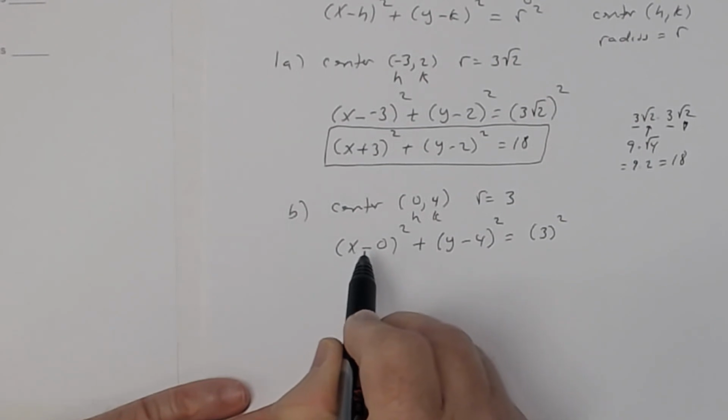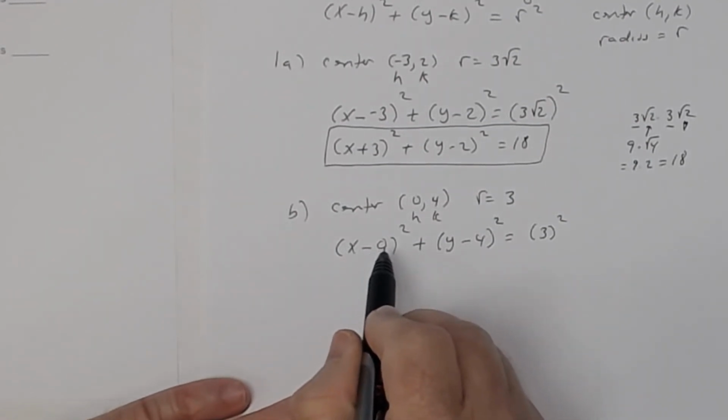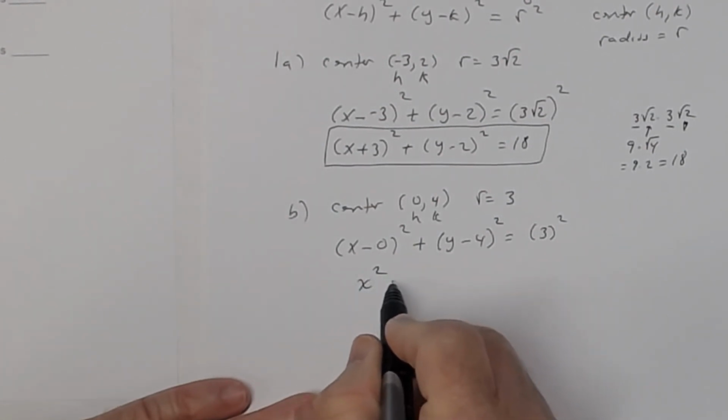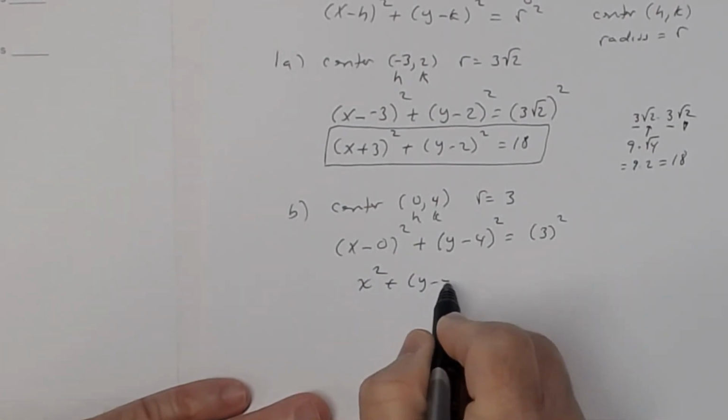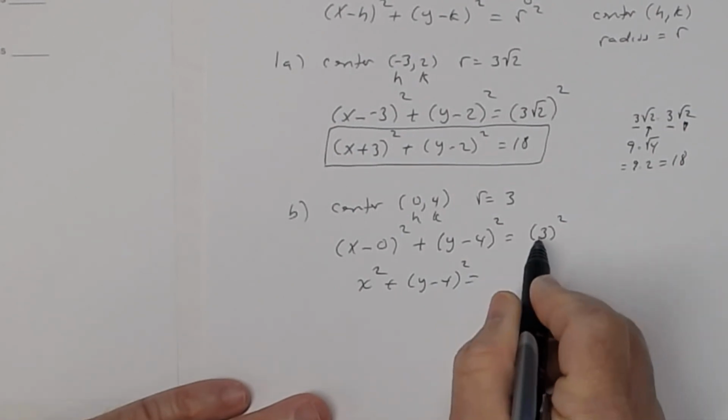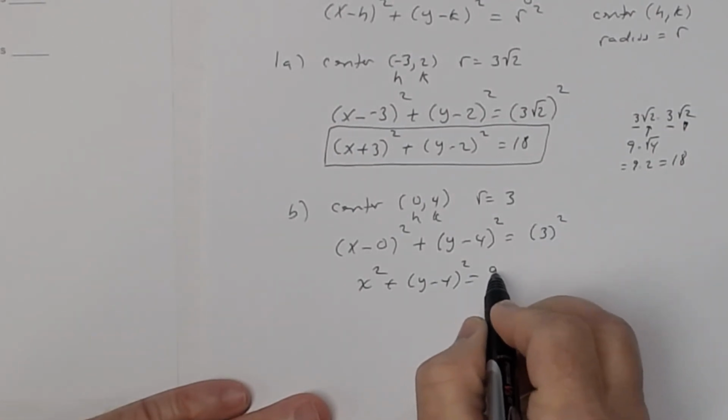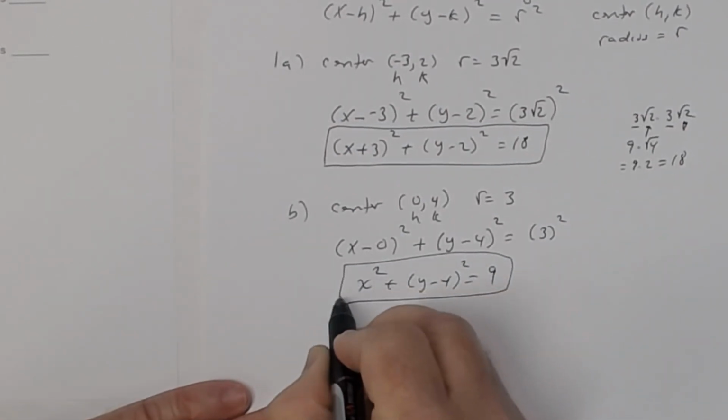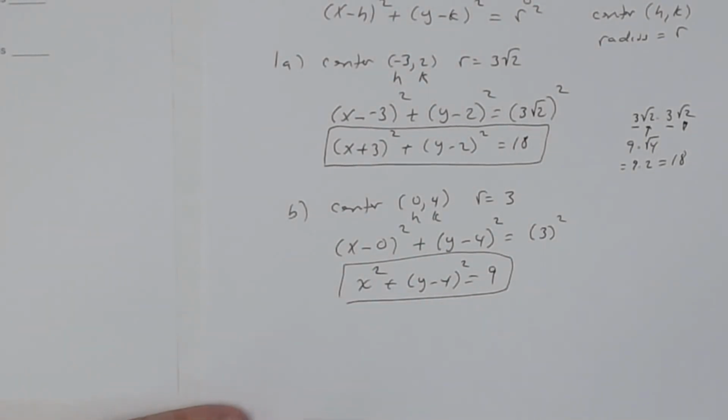We know that x subtract 0 is x, so you rewrite this just as x, so this will be x squared. Then y subtract 4, we'll leave as (y − 4)², equal to, and I know that 3 times itself is 9. So there's your answer. That's the equation of the circle in standard form.